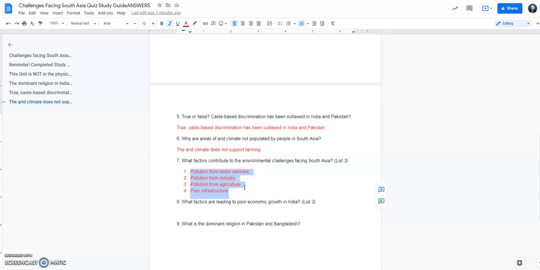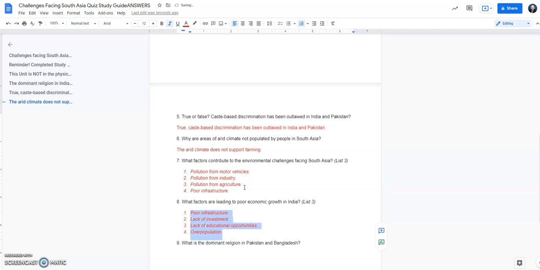Question 8, what factors are leading to poor economic growth in India? So those would be poor infrastructure. Again, they have poor roads, poor electricity, poor plumbing. It's kind of hard to have a job and work in an office if your electricity is always going out, or you don't have the internet, or your roads are so messed up that you can't really get to work because the roads are so crammed and broken and busted. It's tough, right? So poor infrastructure.